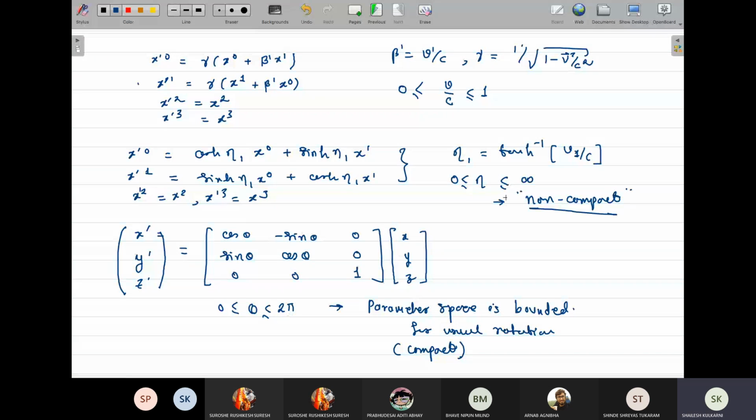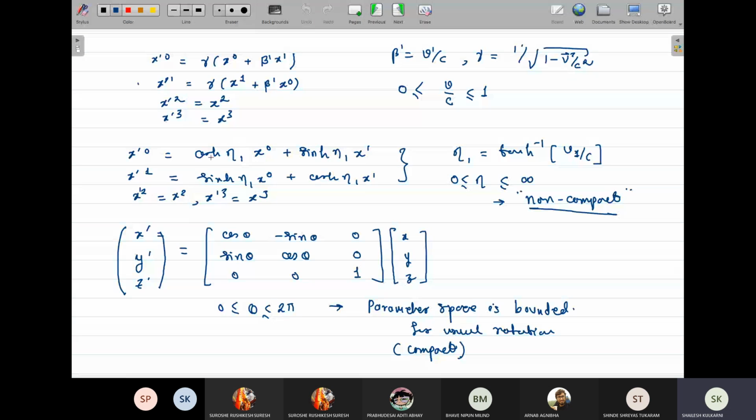Okay, this will reflect later on. We'll see how this reflects the fact that the parameter space for the Lorentz transformation, the boost, is not bounded or is not compact. Okay, fine. So these are our Lorentz transformations. Now let us concentrate on infinitesimal Lorentz transformations.